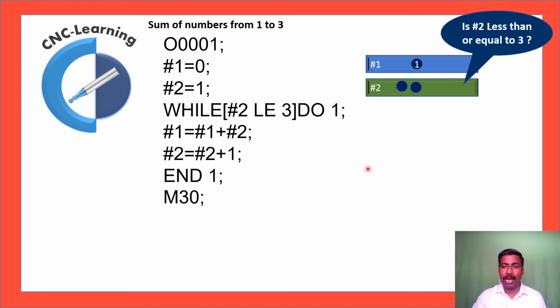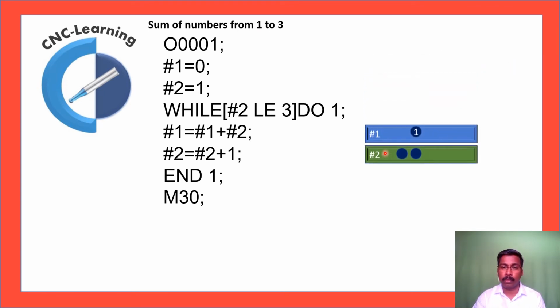Now it will again evaluate: is hash 2 less than or equal to 3? Now hash 2 is 2, you can see here 1, 2. So this 2 is anyhow less than 3. So again it will loop. Now hash 1 will again get incremented by the old value of hash 2. So hash 1 was 1, now it is 1 plus 2. Hash 2 here is 2, now it will get incremented by 1, so it will become 3.